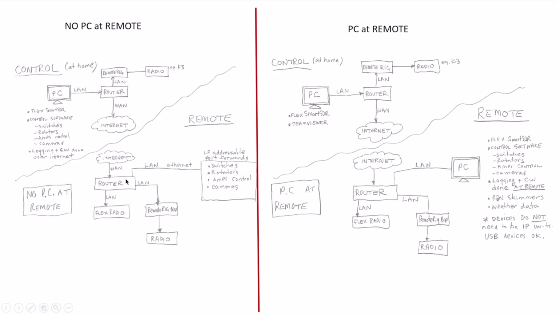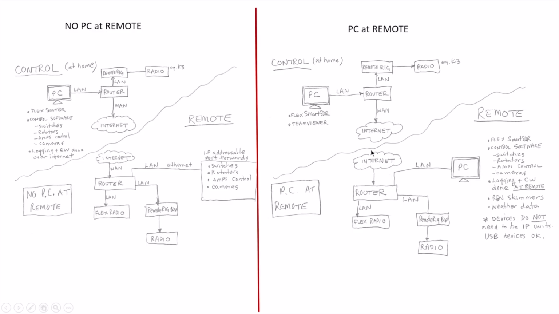Now, at this station though, through the LAN, there will be various Ethernet devices such as switches, your rotators, your amps control, and for example, cameras. Now, all of these devices need to be IP addressable, and that way through the proper port forwarding done in the router, those become controllable from the PC at home because you define the IP address of your WAN. Okay, what is your router IP address and what port are these devices on? And they will drive those switches and rotors and so on and so forth.